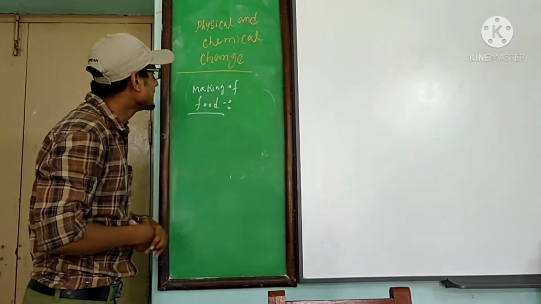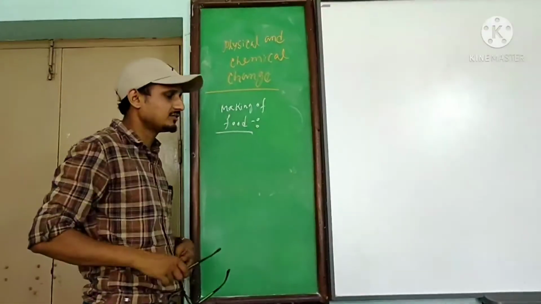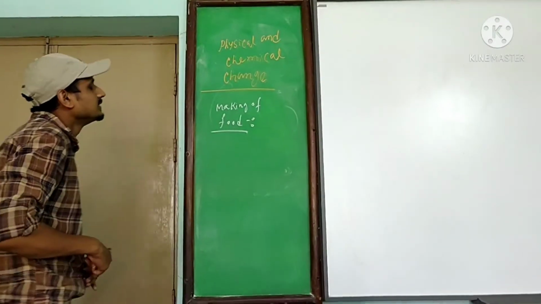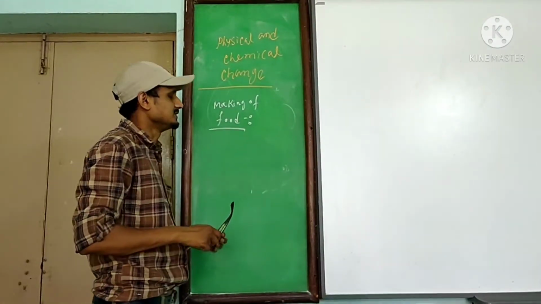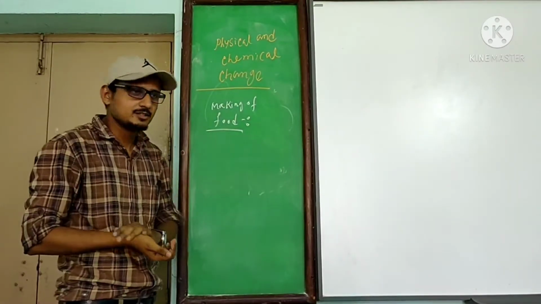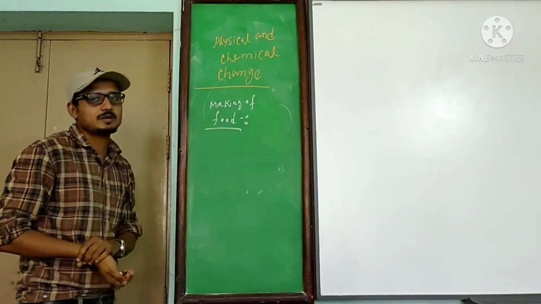Okay. Making of curd from your milk. It is also an example of chemical change. After making curd, we cannot get the milk back, so that is also an example of chemical change.